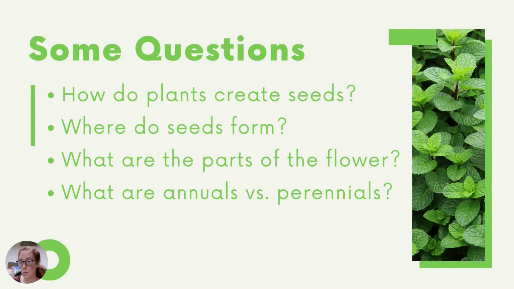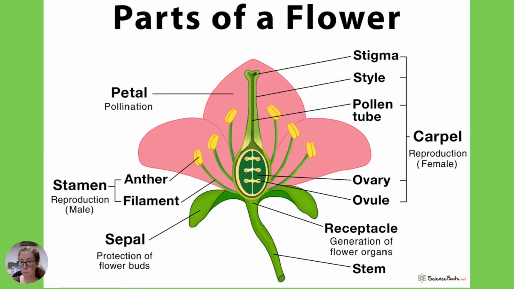Okay, so with that book, we not only touched on a lot of the things that we learned about in day 2, we also learned about a few other things. So some of the questions that you should be able to answer after our discussion and after the book: how do plants create seeds? Where do seeds form? What are the parts of the flower? And what are annuals versus perennials? So these are some things that we already touched on in the book, but we're going to talk about them again in a little bit more detail.